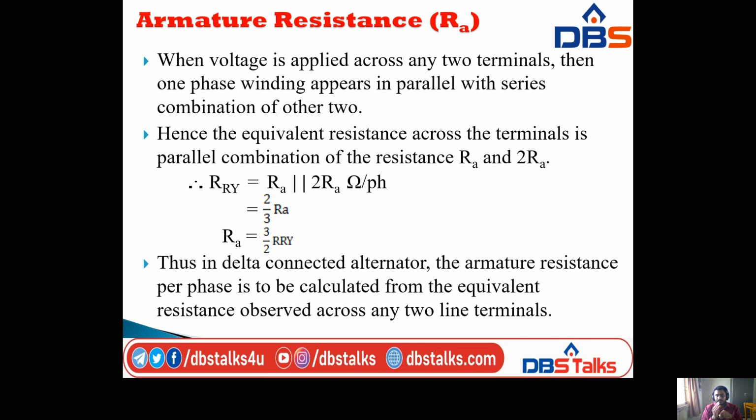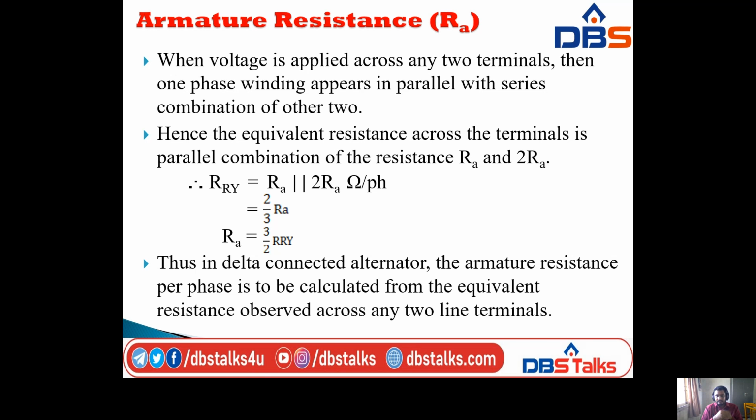Therefore the resistance across R and Y terminals, R_RY, is equal to RA parallel to 2RA ohms per phase. After simplifying the parallel connection, we have 2 by 3 RA. From this I am writing RA is equal to 3 by 2 into R_RY. That is the resistance of the armature winding. Thus in a delta connected alternator, the resistance per phase is calculated from the equivalent resistance observed across any two line terminals.